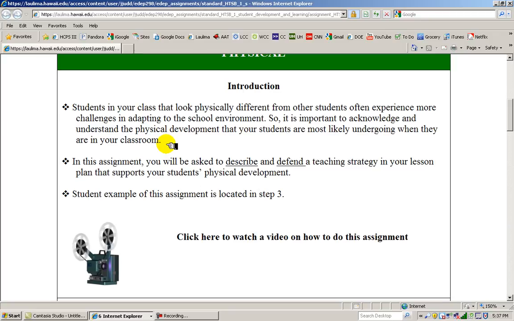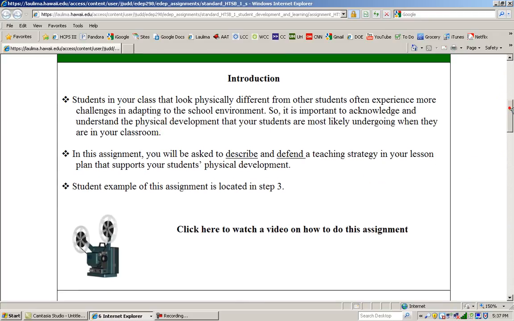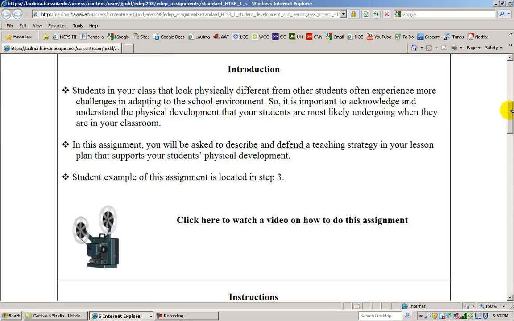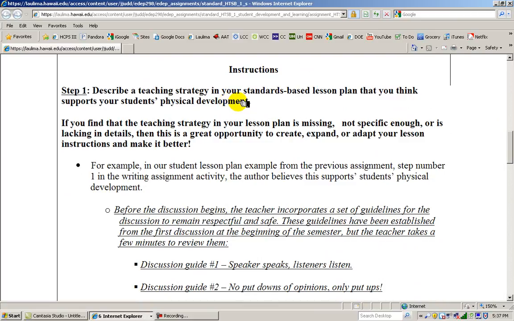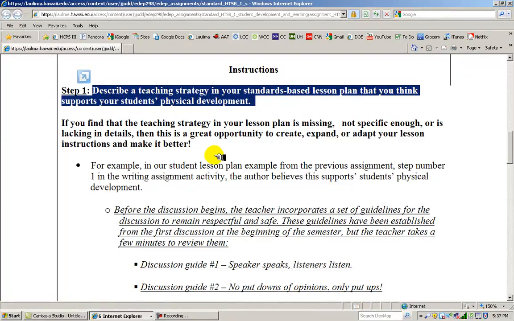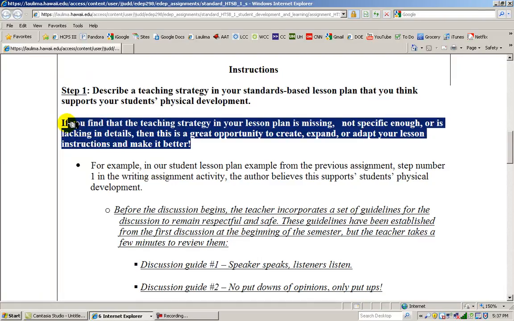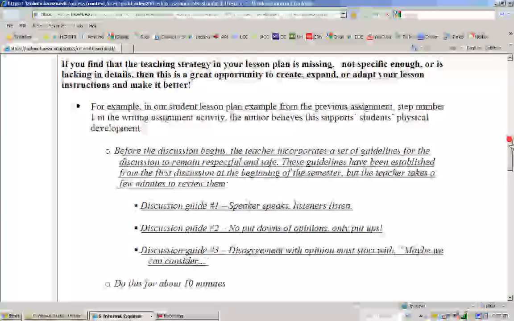But at maybe an older age, we want to make sure that as the student's going through puberty, their physical development and their differences in physical development doesn't create a problem in terms of their learning in class. So we want to describe and defend a teaching strategy that's going to support our students' health and physical development. So we need to look at our teaching strategy and find one in our standards-based lesson plan, and as always, if something's missing, not specific enough, lacking in details, well, let's expand that to make it better.